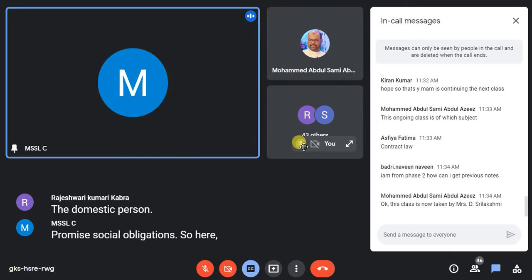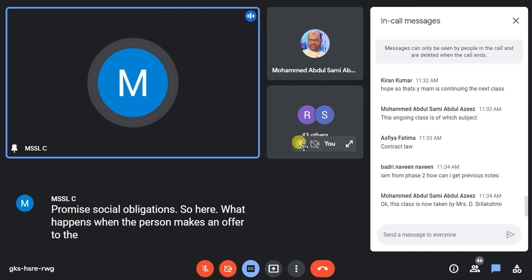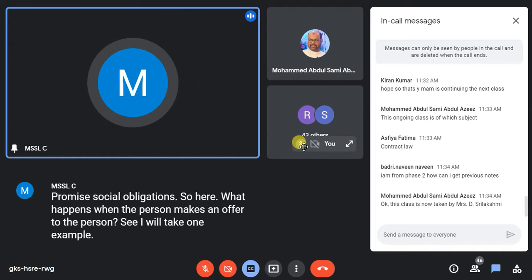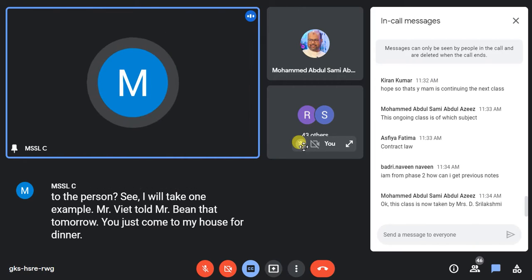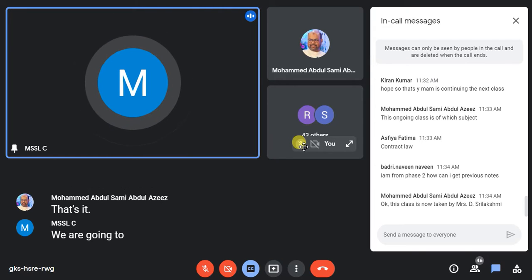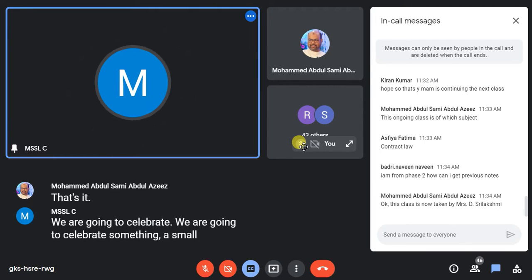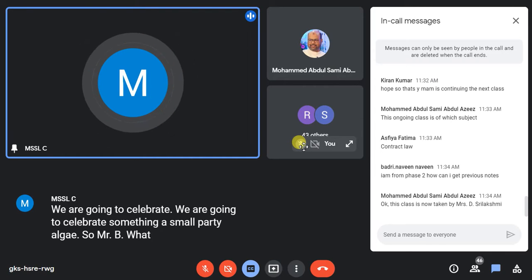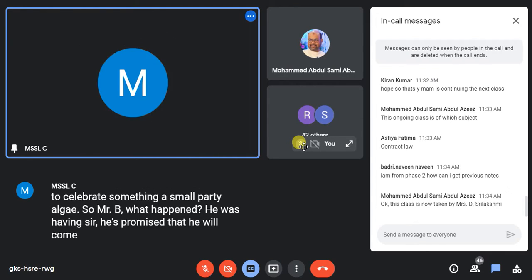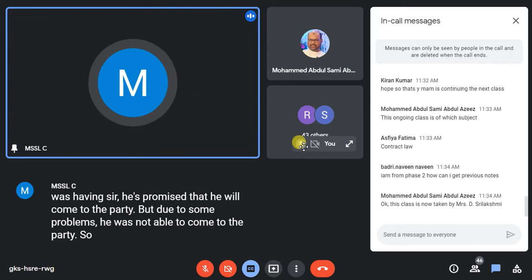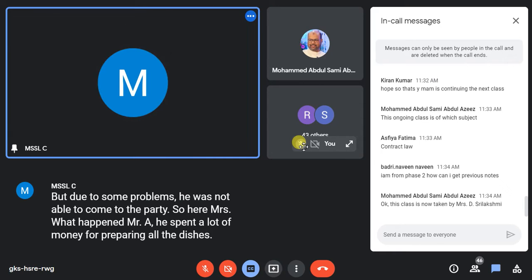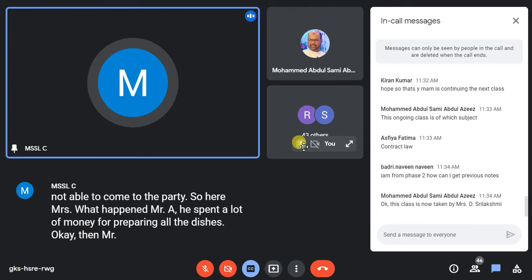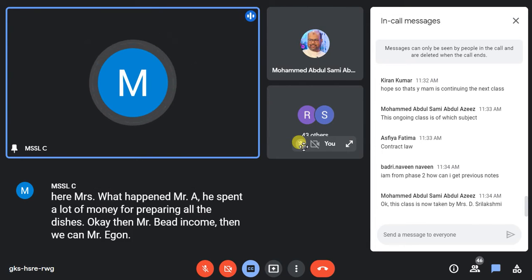Here, when a person makes an offer to another person, I'll take one example. Mr. A told Mr. B, tomorrow come to my house for dinner; we are going to celebrate something, a small party I'll give. Mr. B promised that he will come, but due to some problems he was not able to. Mr. A spent a lot of money preparing all the dishes. When Mr. B didn't come, can Mr. A file a case against Mr. B?